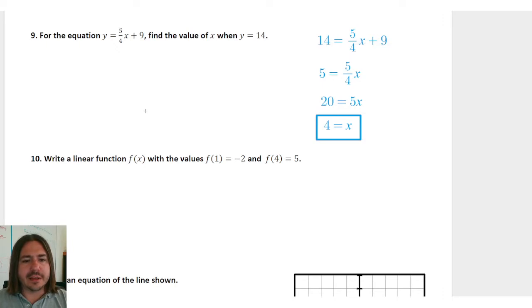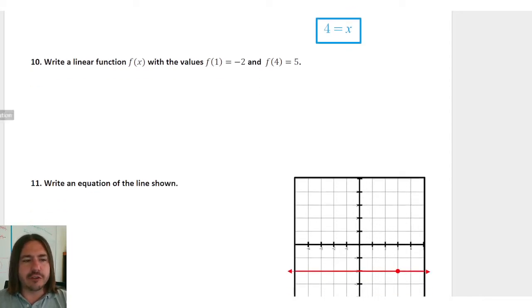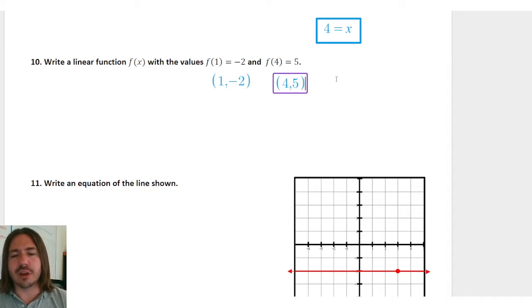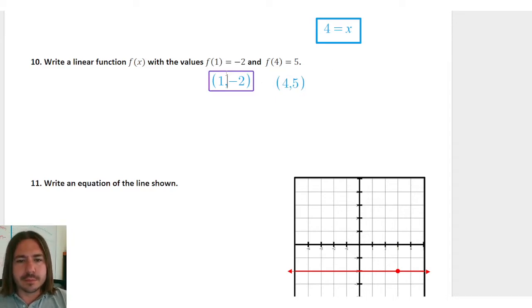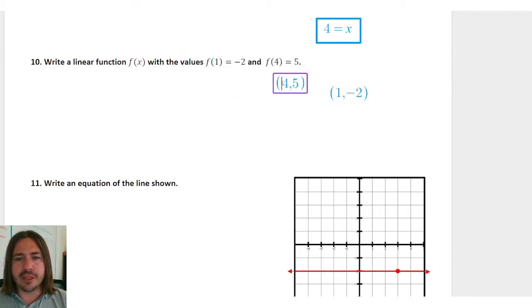For number 10, it says write a linear function with these functional values. f of 1 is -2, and f of 4 is 5. So just as a little reminder, this is just function notation for coordinates. Like this is saying that (1, -2) is a solution to the equation or a point on the graph. And f of 4 equals 5 is saying that (4, 5) also is a solution to the equation or a point on the graph. With these 2 points, we can find the slope. And then we'll use point-slope form to actually write our equation.